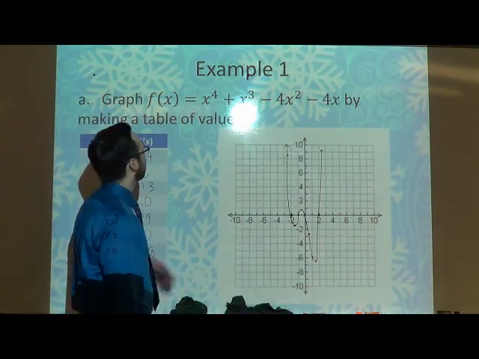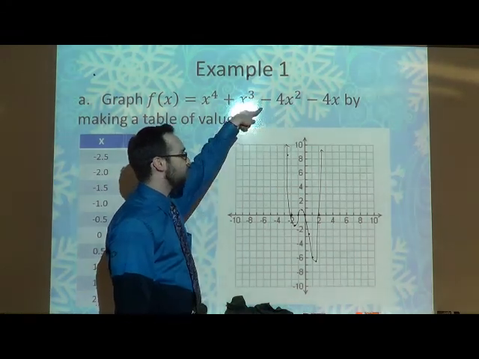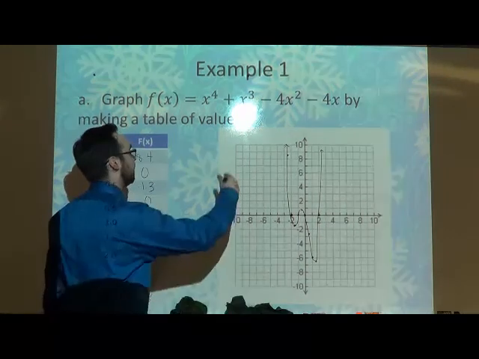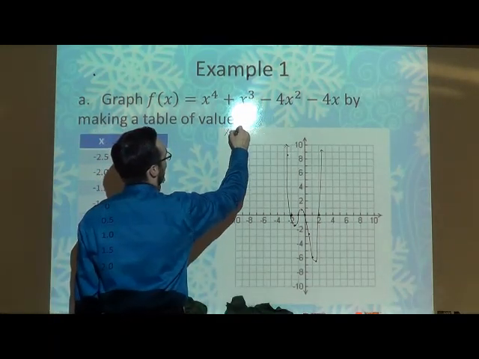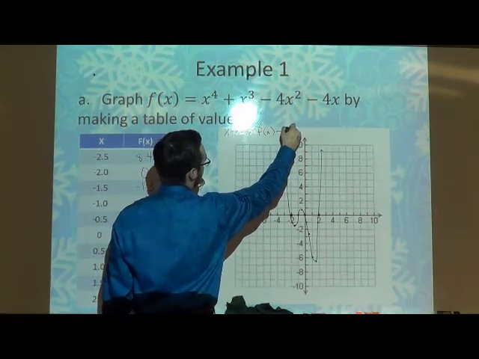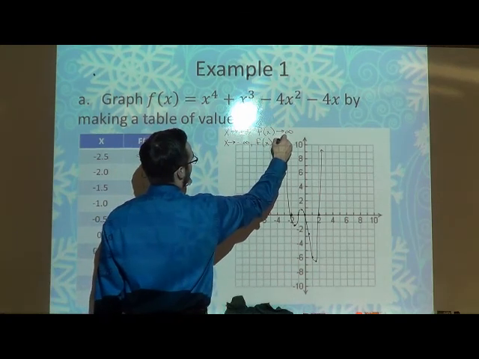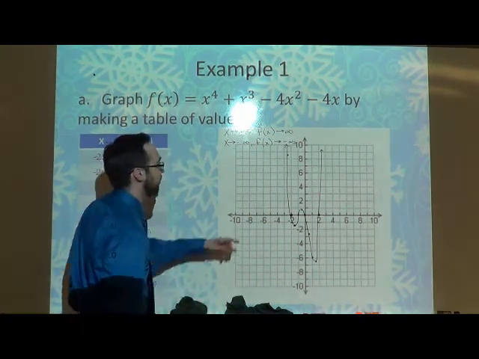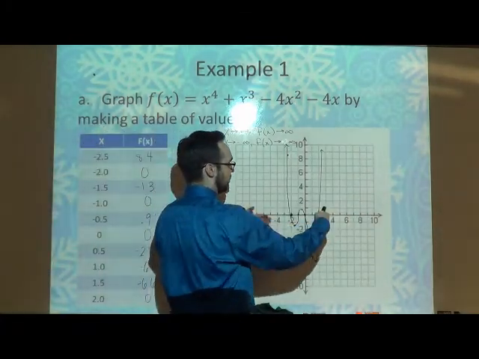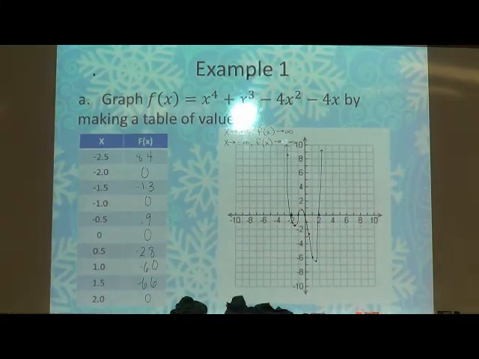And notice we had a quartic, degree 4, and it has that W shape. It's even, they both go in the same direction, it's positive, so they both move upwards. So the end behavior for this, as x approaches infinity, f of x approaches infinity, and as x approaches negative infinity, f of x also approaches infinity. As x goes off into both directions, it should be going upwards. And that's all there is to it.